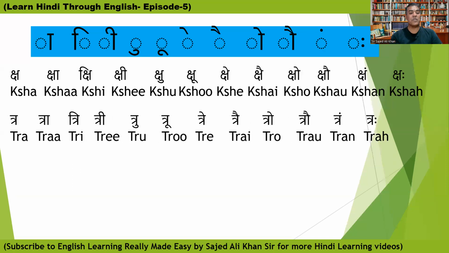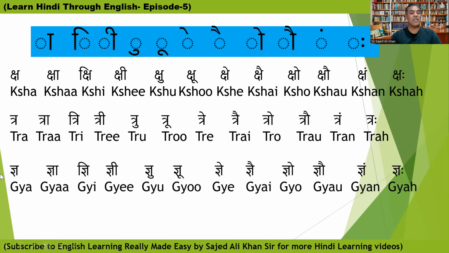Next one is tr: tra, three, through, try, throw, tra. Once more, I want to remind you, you can pronounce either trun or trum. As soon as you find this small dot on any letter, you have to pronounce it with either N or M; both will be correct. Then this last one is G: ga, gi, gu, ge, gay, go, gun, ga.